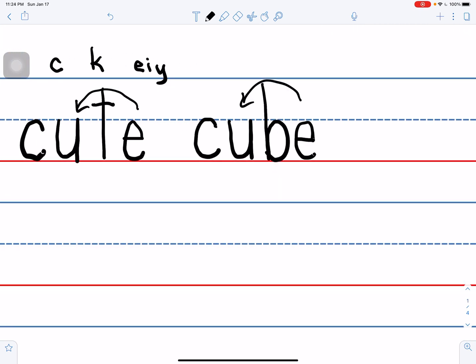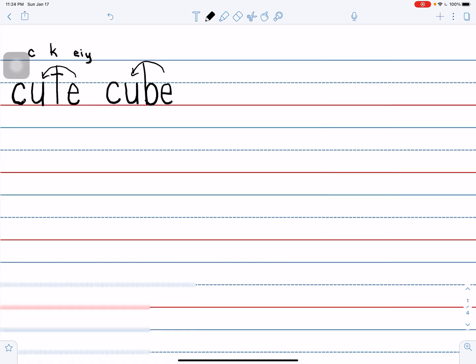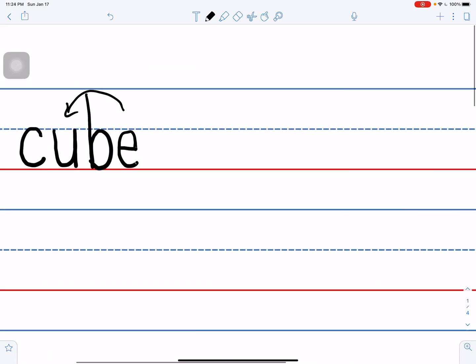Fumes. Sounds are fume. The base word is fume, but we say fumes, so we have an S at the end because it's that tense of the verb. Fumes.